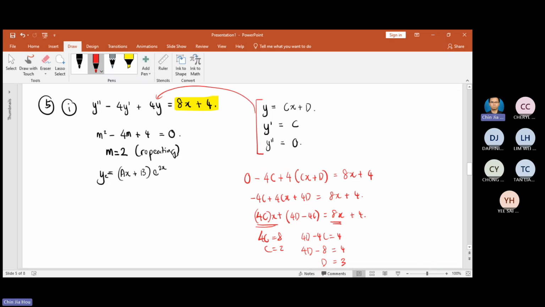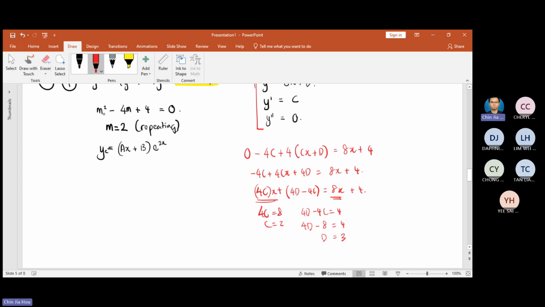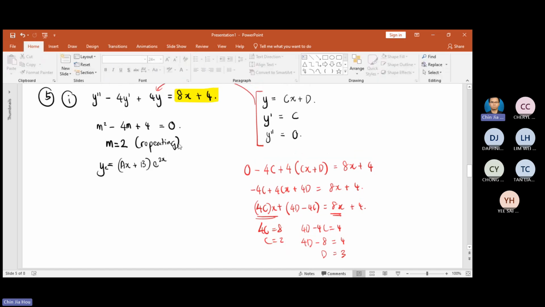So eventually our y here is now y equals 2x plus 3, but that is the trial function, not the complete general solution.